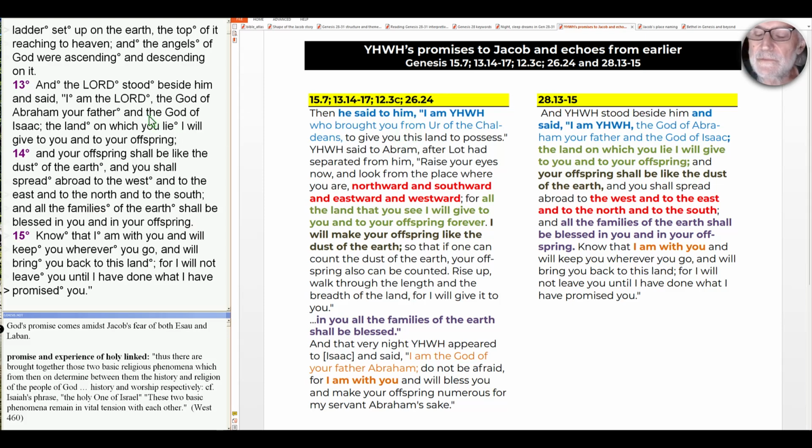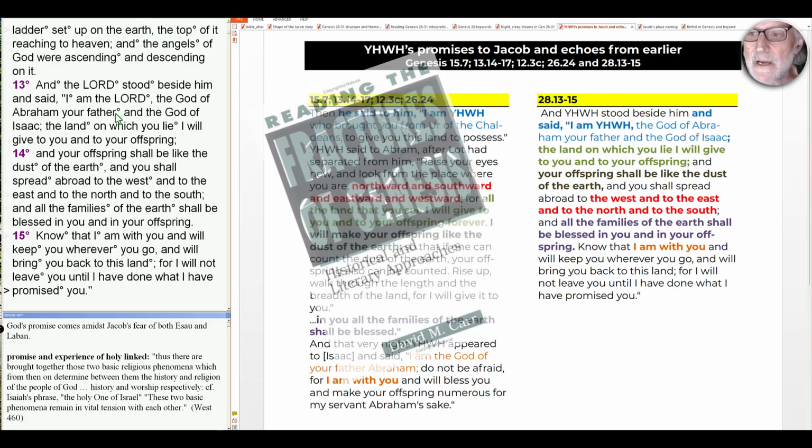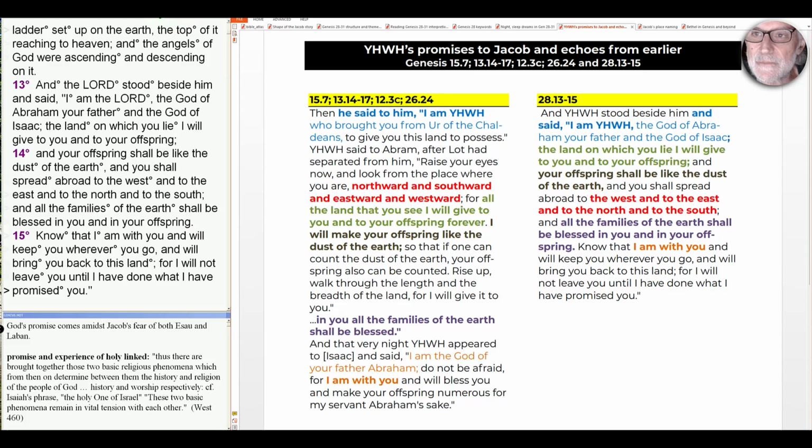And I note that for scholars who try to divide this up into various pieces, most classically in recent work from David Carr's book called The Fractures of Genesis, highlighting a whole series of separate pieces they purport to separate out into different sources from different time periods with different theologies, I think this section is one of the strongest pieces against that whole enterprise, because we hear Yahweh saying, I am Yahweh, the Elohim of your father Abraham and the Elohim of Isaac.